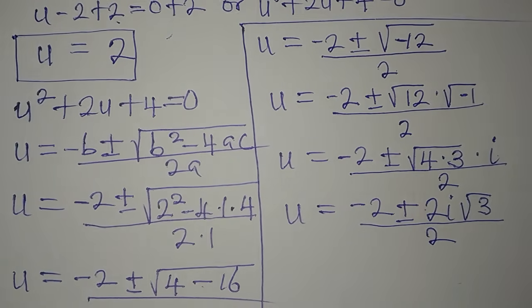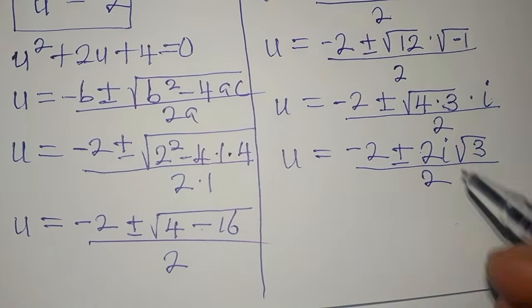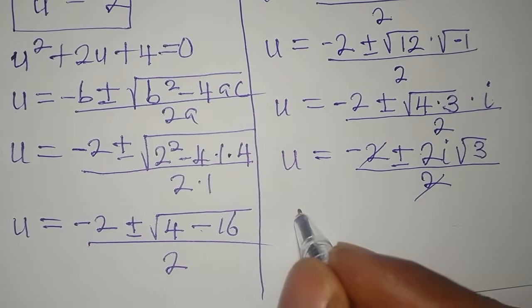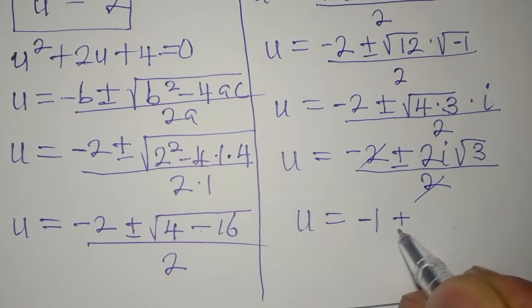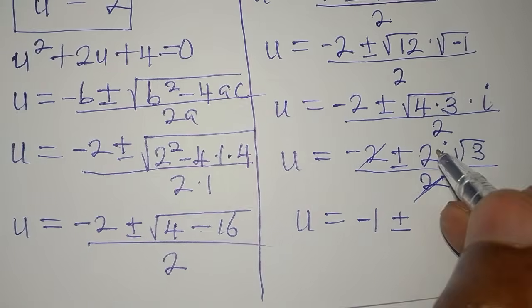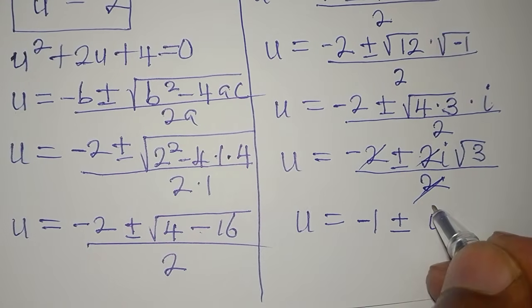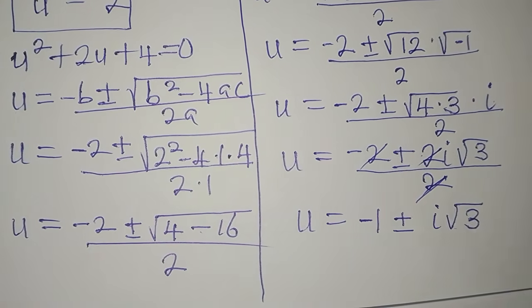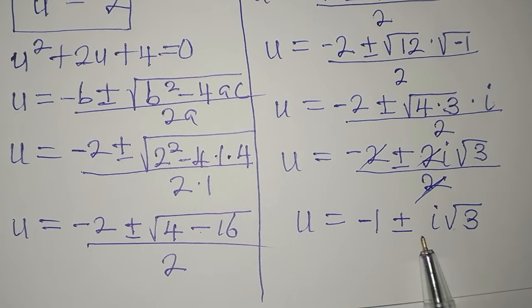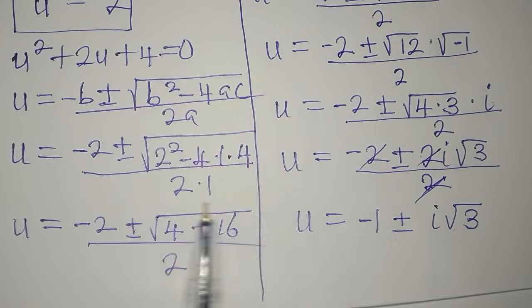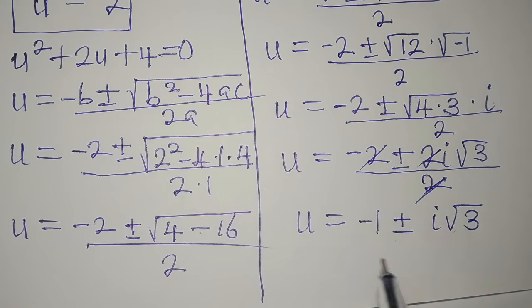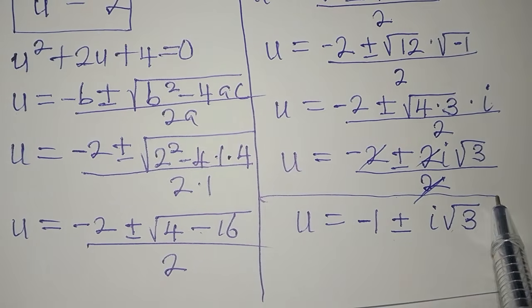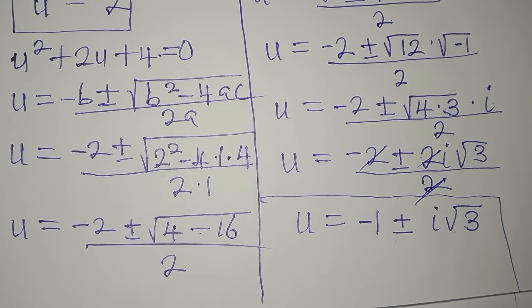From here, I think it's easy for us now. This can go here so that u becomes minus 1, then plus or minus 2 will still go here, and we have just i, then we have root 3. This 2 is gone, and this is a 2-in-1 solution. So I'm going to stop here. Before now, we got our u to be 2. That is the first solution. And from here, we're having 2 additional solutions.